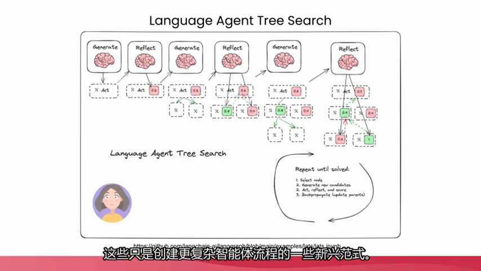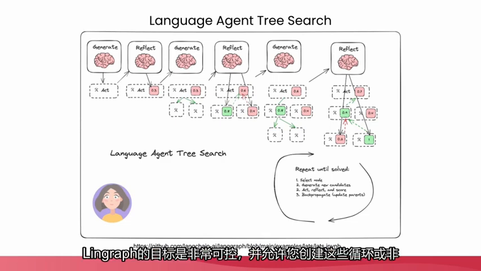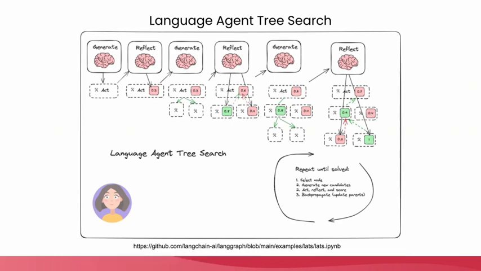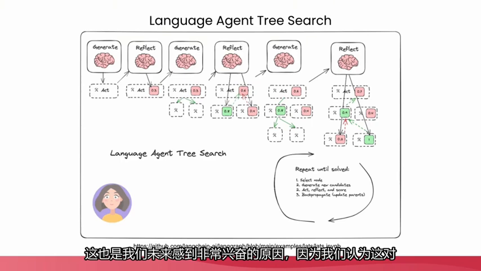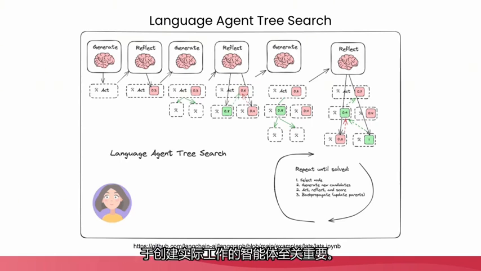These are just some of the emerging paradigms for creating more complex agentic flows. LangGraph is really aimed at being highly controllable and allowing you to create these cyclical or non-cyclical flows. This degree of controllability is really what differentiates it from other frameworks, and it's what we're really excited about going forward, as we view this to be crucial to creating agents that actually work.